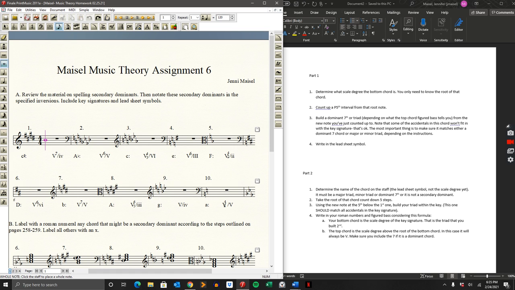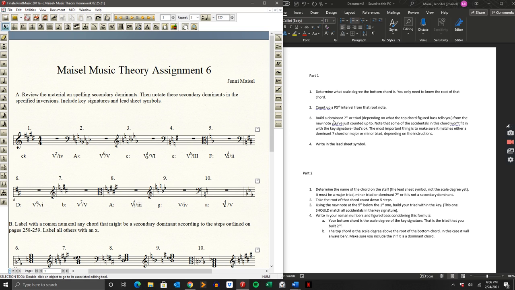So if we're looking at problem number 1, we have a 5-7-4 in the key of C sharp minor. The first thing you want to do is determine what scale degree the bottom chord is. In C sharp minor, we know that the 4th scale degree is an F sharp. Now we want to count up a perfect 5 interval from that root note. So F sharp becomes a C sharp.